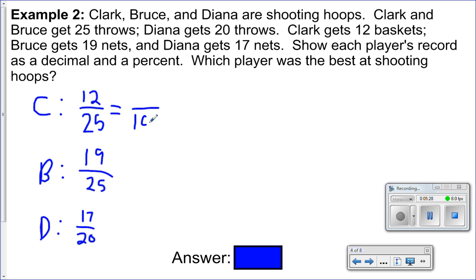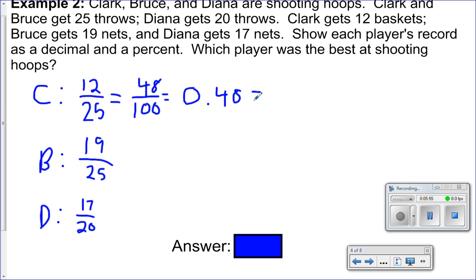Okay, so of course a fraction of 25 can be turned into a fraction of 100 if we multiply by 4. So 12 times 4 is 48. Okay, that means that our score as a decimal was 0.48, or 48%.